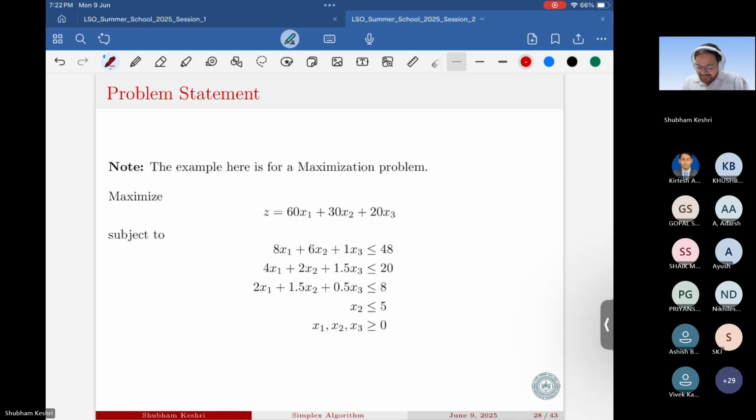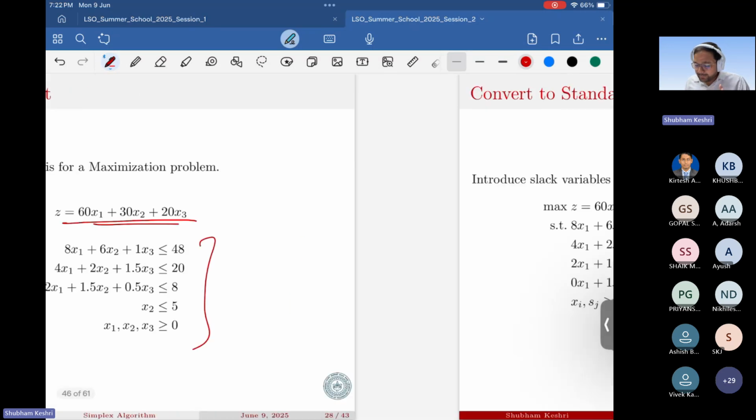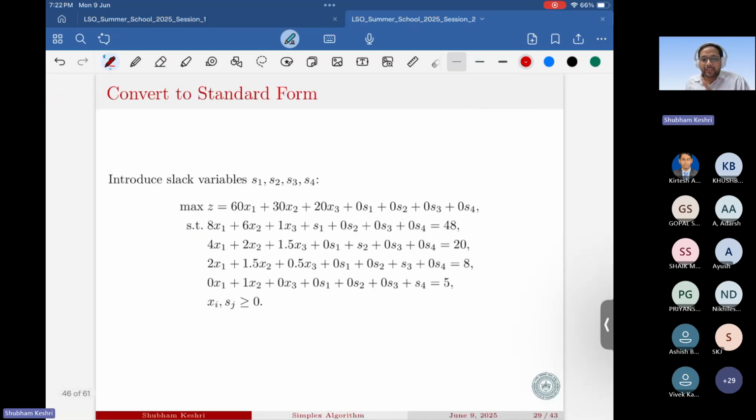All right. Okay, so this is a problem of 3 variables. So you'll not be able to use the graphical method to solve this problem. Okay. So maximize this subject to these constraints. So what we will do is we will introduce slack variables first. So we will convert it into standard form.